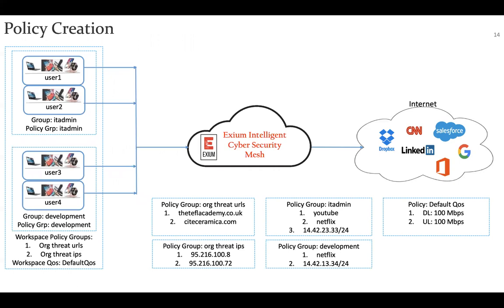The end users of this particular workspace will be grouped into different groups. You can create different groups like development group or IT admin group. The policies you create get attached to those groups, and when those users connect through XGM on a secured tunnel towards the interface, all these policies get applied when they try to access different applications running on the internet.